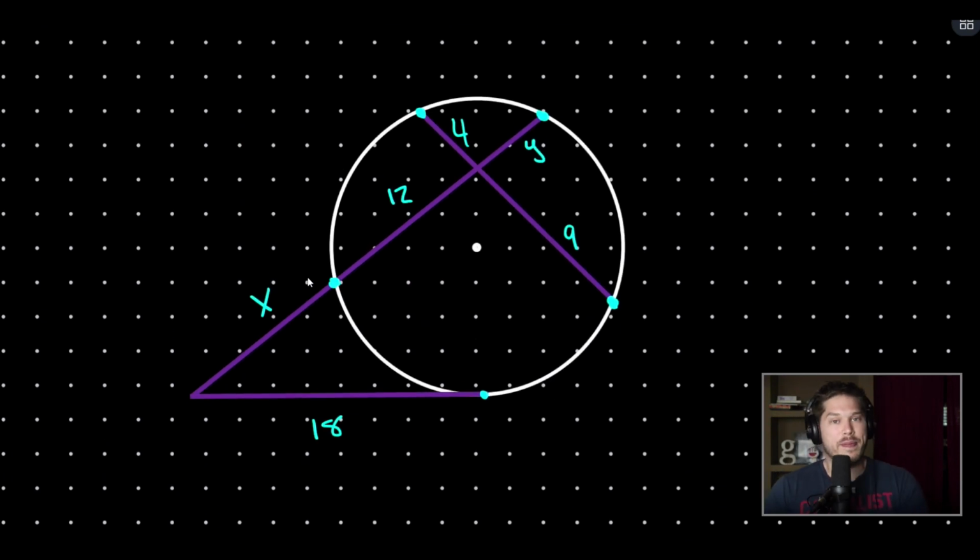On to this next problem. Now I'm going to go ahead and tell you this problem is arguably the hardest problem. So if you want a challenge, pause the video and see if you can solve this problem on your own.